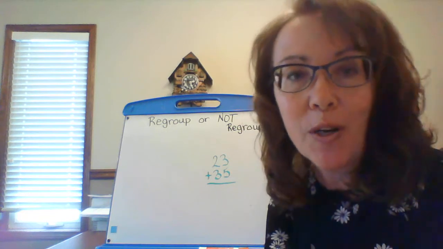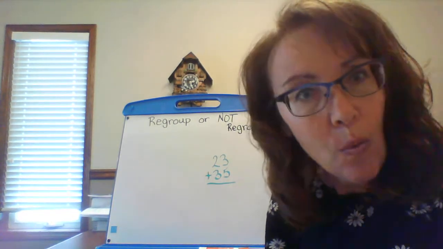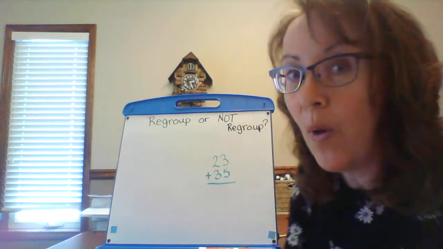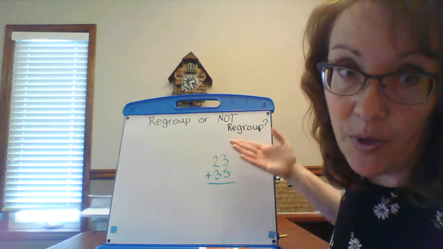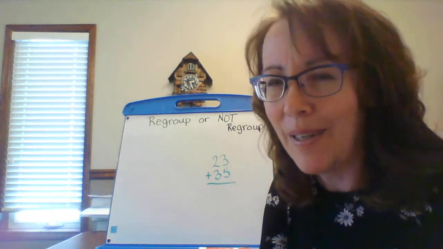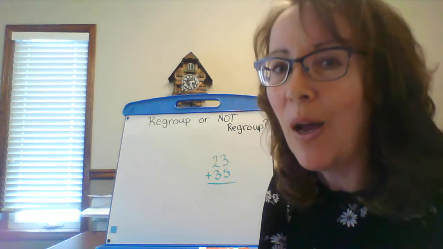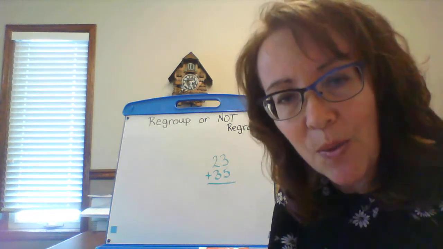This week we're going to be talking about adding with double digit numbers again, and we're going to be talking about when do we regroup and when not to regroup. I'm going to do a couple of examples and I'm going to sing you a song. I'm going to have the song help us remember when we need to regroup and when not to regroup. So let's start with the first question.